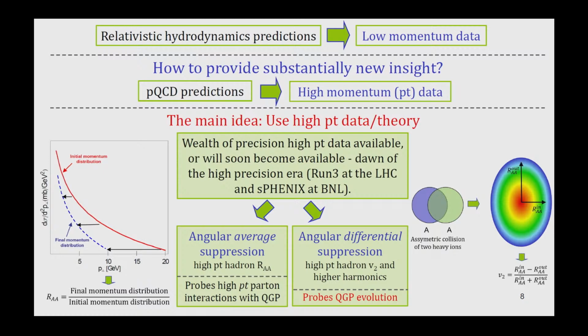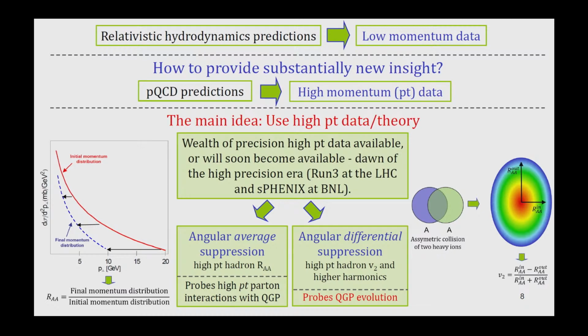And the question is how to provide a new insight, that is, how to provide an independent data set and theory that can provide us with a further constraint on bulk QGP properties. The main idea is to use high PT theory and data. These are rare particles, and there is a wealth of precision high PT data available, or that will soon become available at the dawn of the high precision era, currently running Run 3 at the LHC and sPHENIX at BNL.